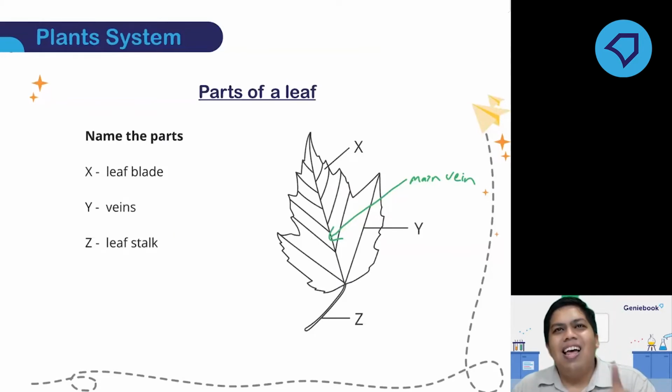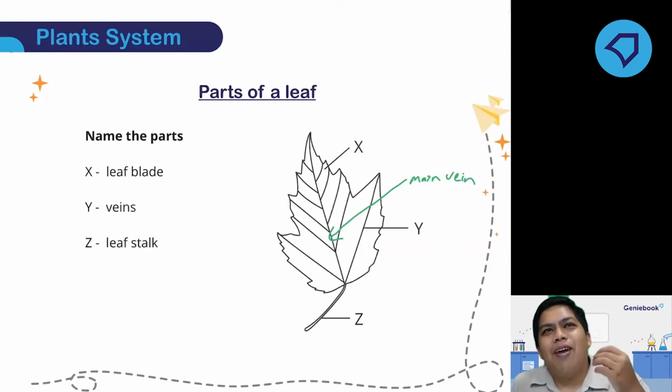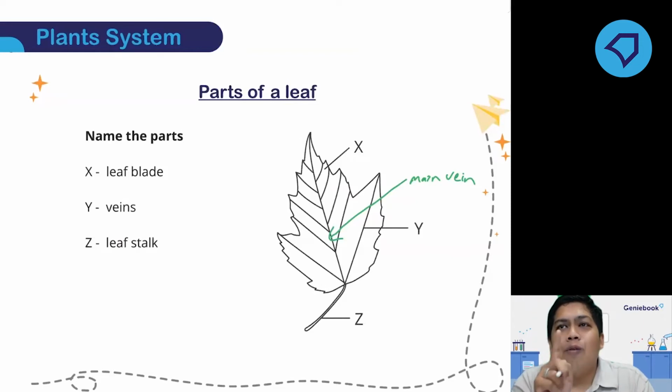This is called the leaf stalk, or you can just say stalk. For any leaves or any flower, usually there's the stalk that connects the leaf or the flower to the branches or to the stem of the plant directly. So don't be confused between stem and stalk. Stalk is usually the one that connects the leaves or the flowers to the stem or the branches of the plant. The stem of the plant is what we went through last week.